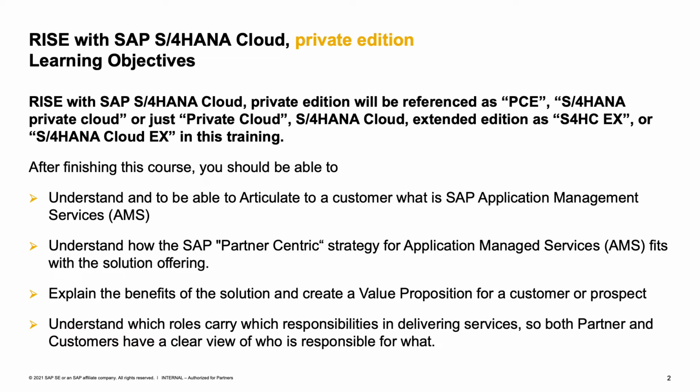Now take a look at the learning objectives. When you finish the enablement, you will be able to understand and articulate what is AMS, understand our partner-centric strategy for delivering additional services with the private cloud offering, explain the benefits of combining the private cloud offering with your added services and create a value proposition for a customer or prospect, and understand the roles with the responsibilities in delivering services so that both you and your customers or prospects have a clear view on who is responsible for what.